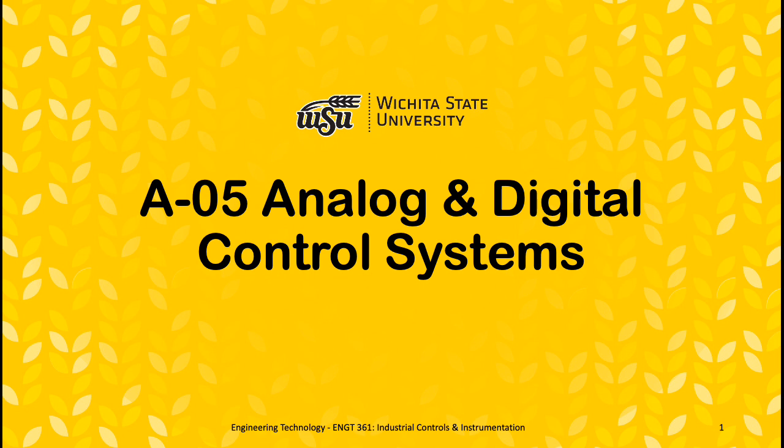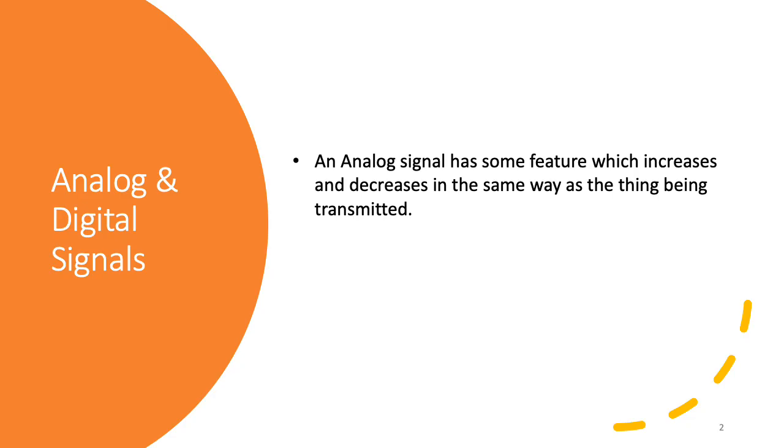We will now look at analog and digital control systems. An analog signal has some feature which increases and decreases in the same way as the thing being transmitted. A temperature probe that changes resistance will allow for an electrical current to directly represent the temperature. When the temperature goes up, the current goes up. Live music is analog. Analog signals are often varying electrical currents.